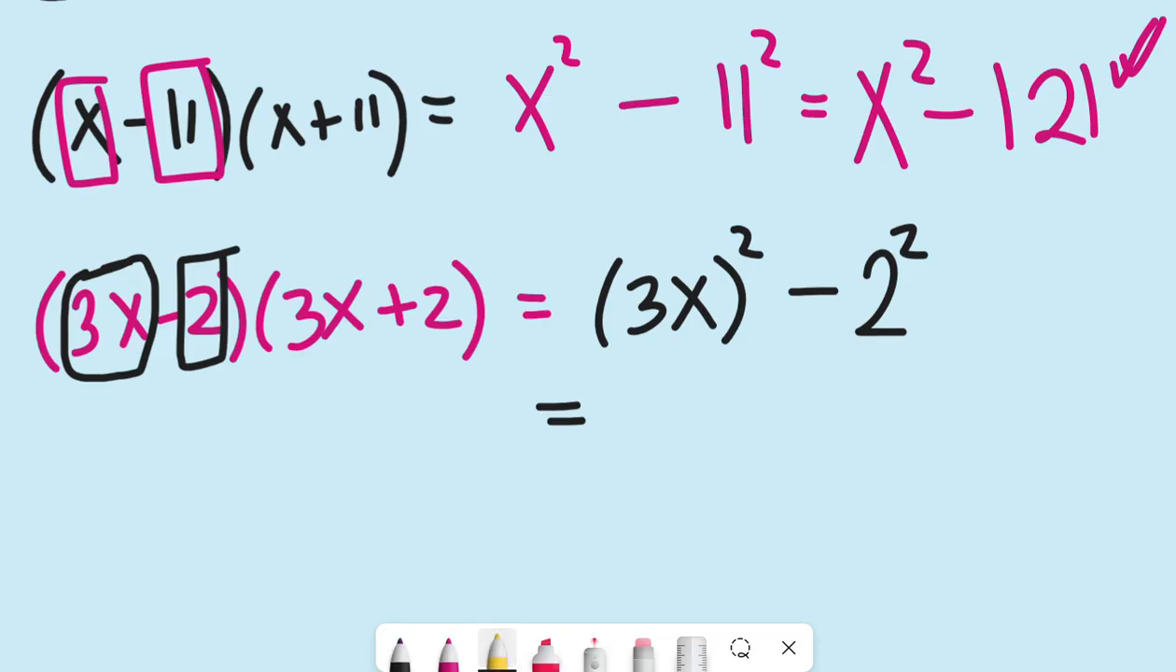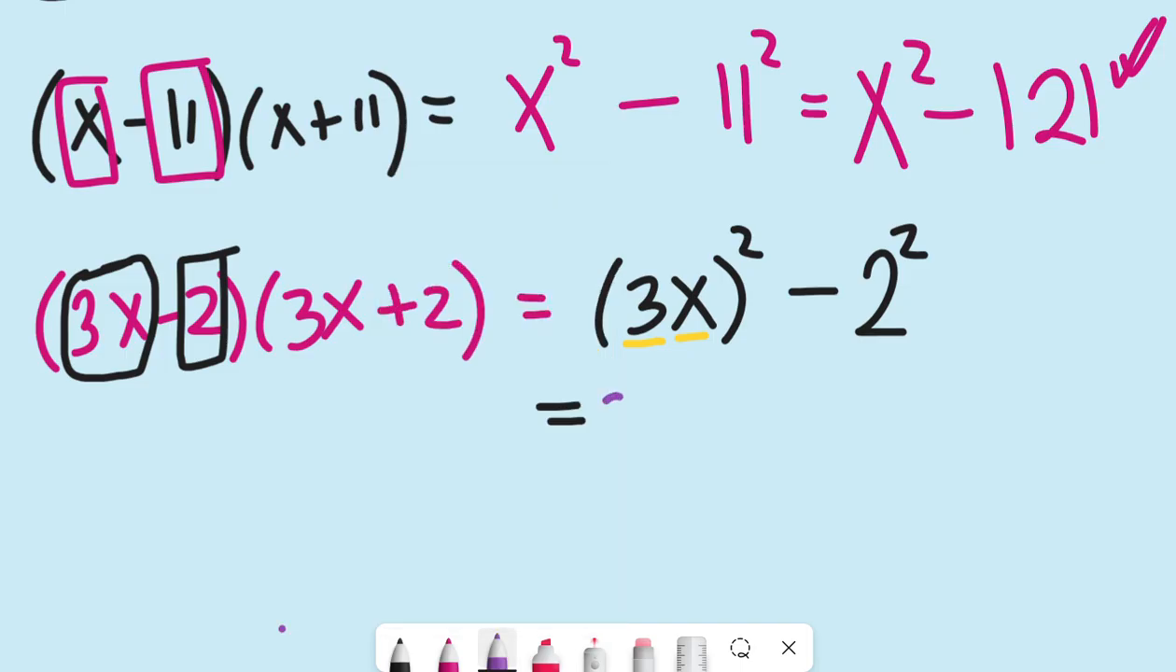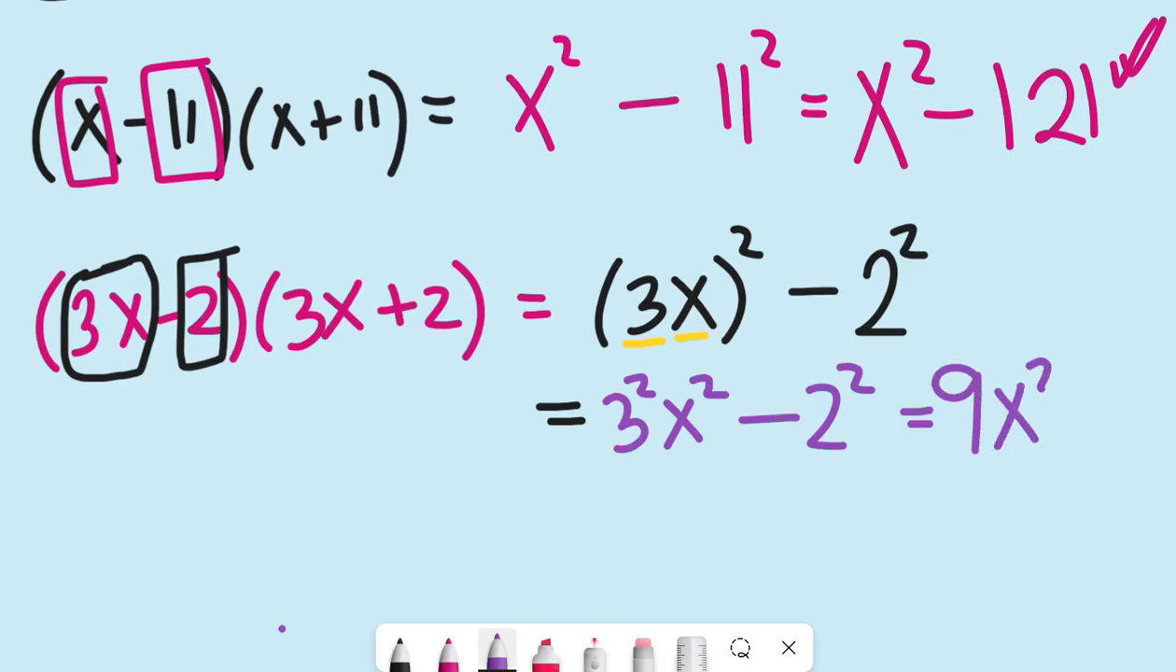If there is both 3 and x to the power of 2, then this means 3 to the power of 2 and x to the power of 2, minus 2 to the power of 2. Finally, 3 to the power of 2, 9. X to the power of 2, minus 2 to the power of 2, 4. That's it. We are done.